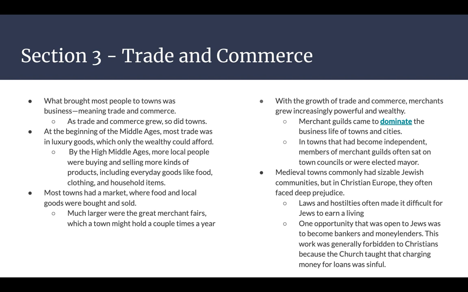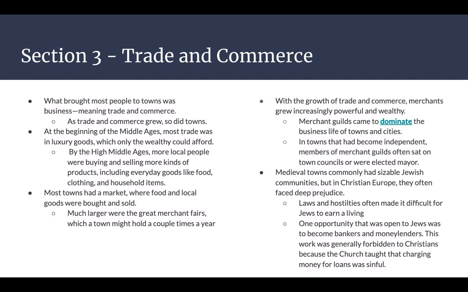Much larger were the great merchant fairs, which a town might hold a couple of times a year. These fairs could attract merchants from many countries who sold goods from all over Europe, the Middle East, and beyond. With the growth of trade and commerce, merchants grew increasingly powerful and wealthy. They ran sizable businesses and looked for trading opportunities far from home.